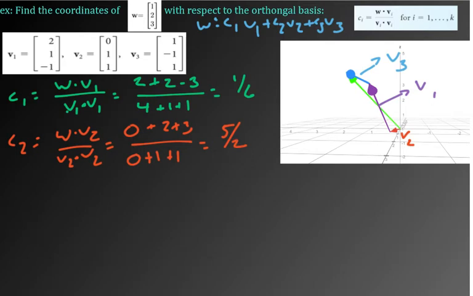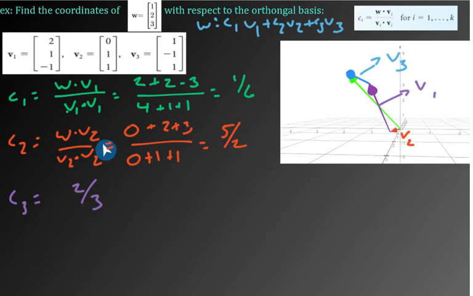And you do the same thing for the last one. C3 would equal, I'm just going to tell you, 2/3. You just do W dot V3 over V3 dotted with itself. So what this means is we now know our C's, C1, C2, and C3, that we need in order to build W out of these vectors.